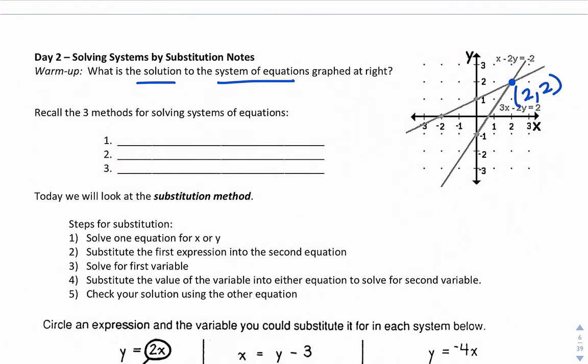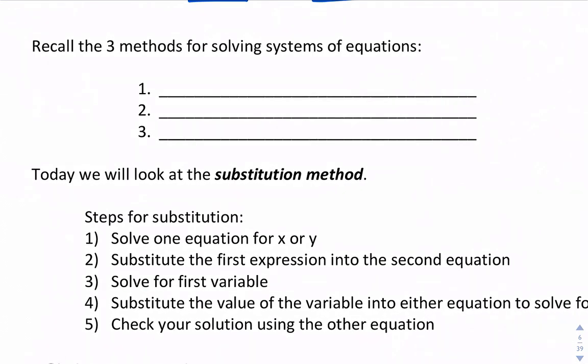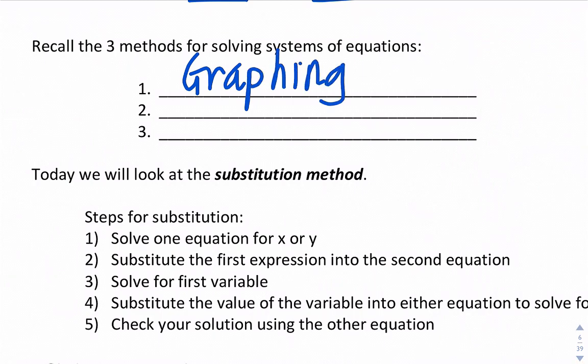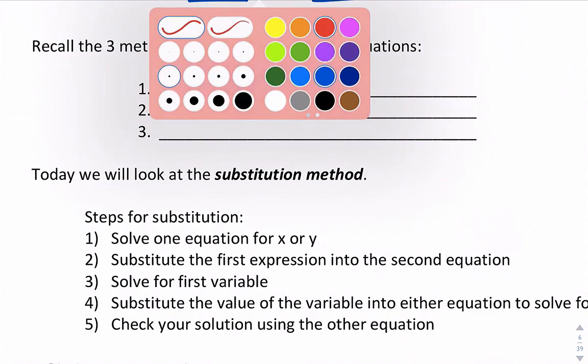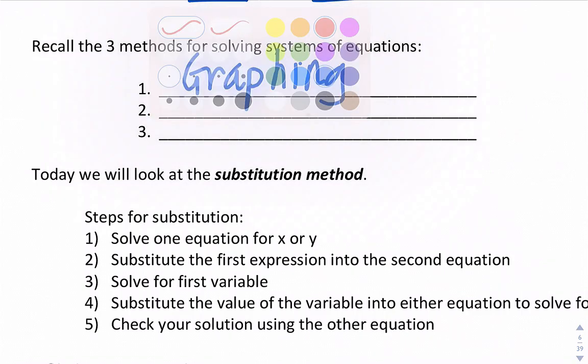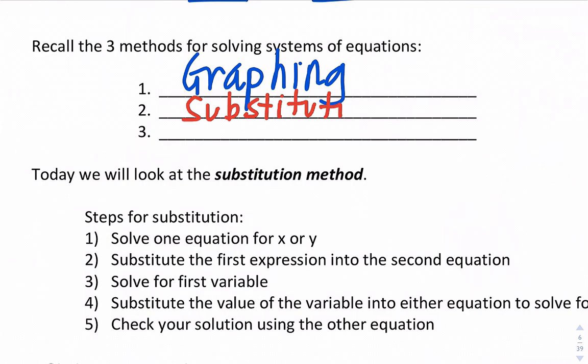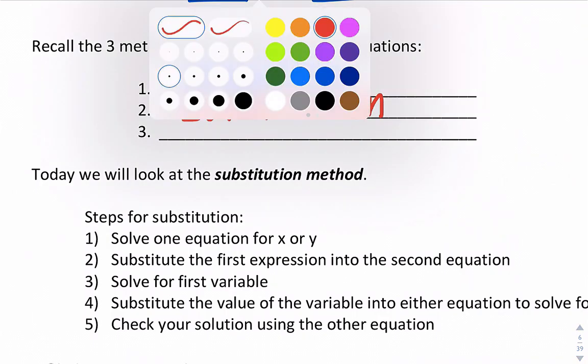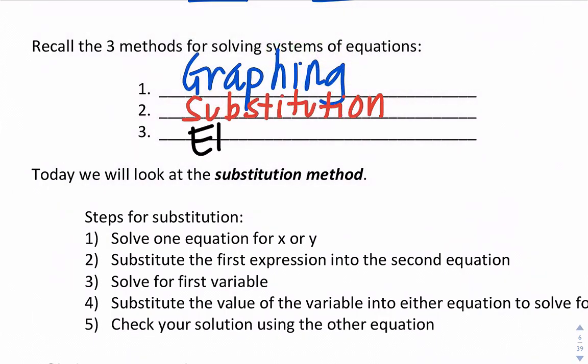There are three methods that we know for solving a system, and we looked at the first one yesterday. It is graphing. For graphing, you get both in the form y equals, and then you can use technology to solve or do it by hand. Today we're going to look at substitution. And the last method we'll look at tomorrow is elimination.